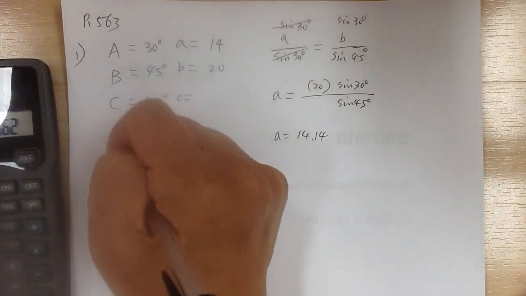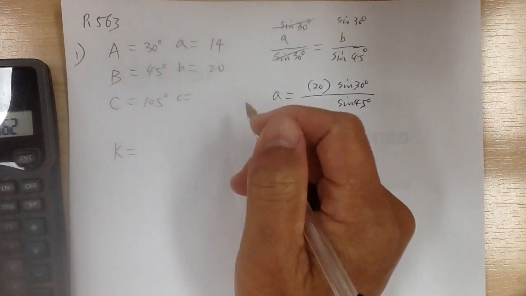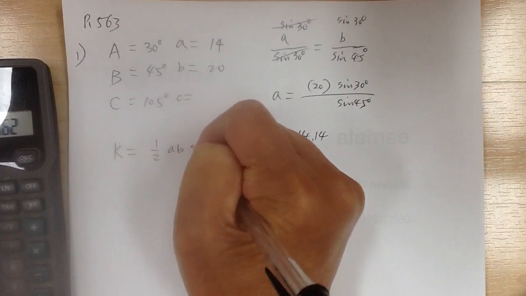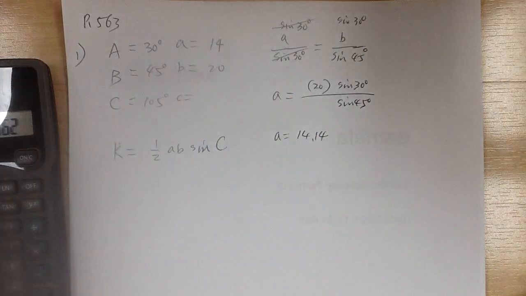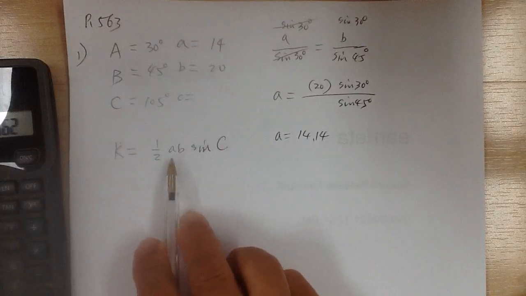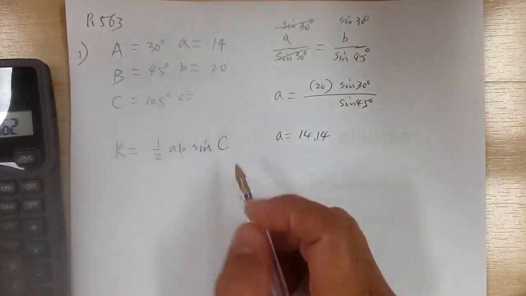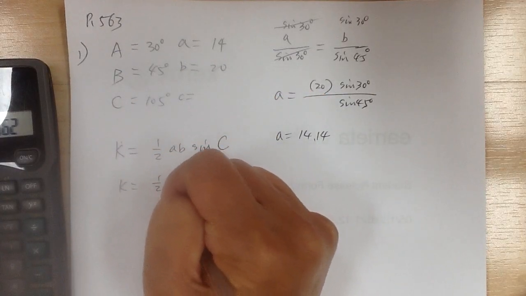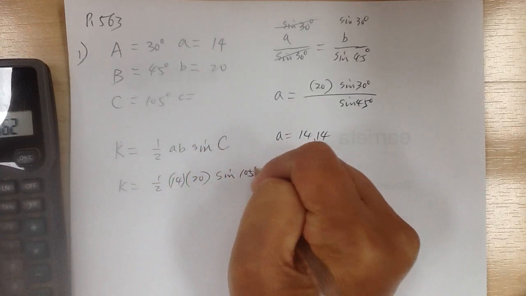So now you can use the area. Instead of using A, I'm going to use K for area. And I'm going to use 1/2 AB sine C. Again, all the three letters should be different. So that's easy to memorize. Just remember that all three letters have to be different. And since you have these two sides, you have to use this angle. And just substitute everything in here. So 1/2 times A is 14, B is 20, sine of 105 degrees.